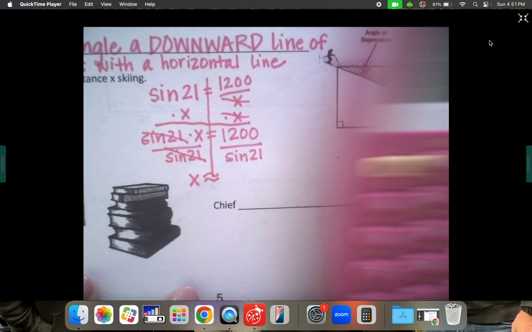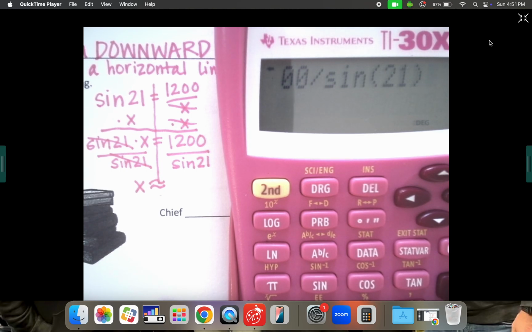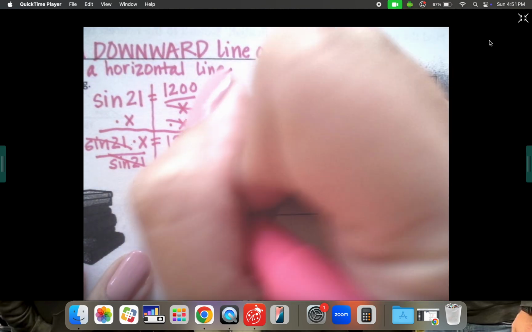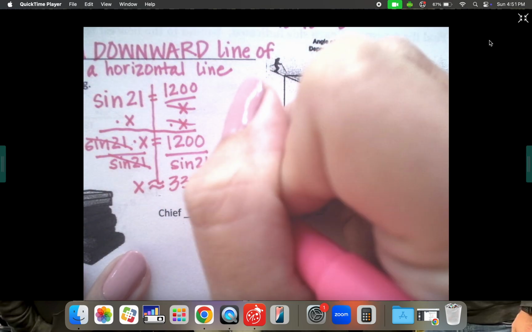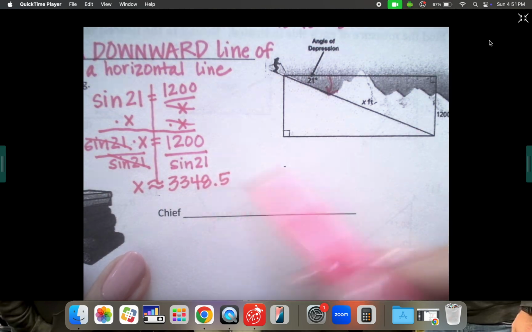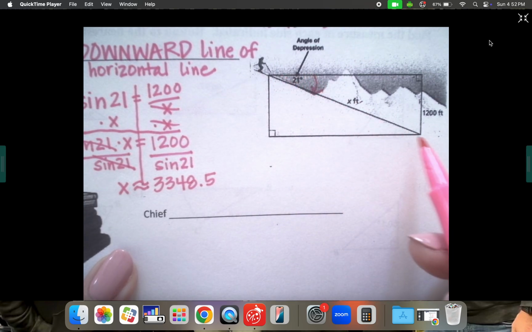They cancel here, so x is going to be, we're going to say about, because anything with trig usually does not come out nice and neat. So 1,200 divided by the sine of 21 degrees. And nope, did not come out pretty. It is going to be about 3,348 point, we'll just say 0.5. So 3348.5. And that is how far down your hypotenuse, not your angle of depression, sorry, your hypotenuse that you're skiing.